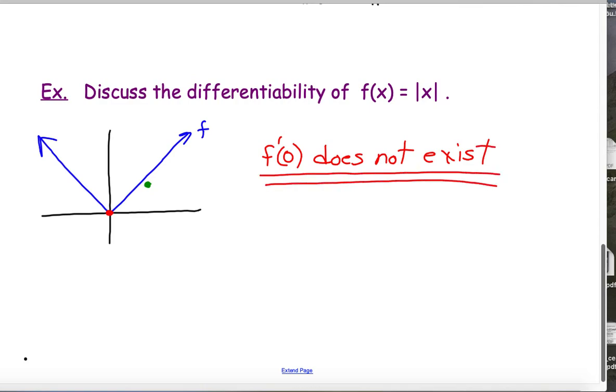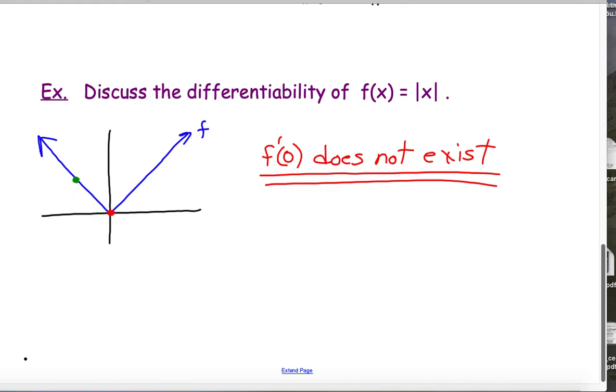Everywhere else on that graph, the function is differentiable. Because wherever you want to put your point, coming in from the right or from the left, we're approaching the same value for our slope between these two points. Doesn't matter where we're at, from the left, from the right. Okay? But at this point, no good.